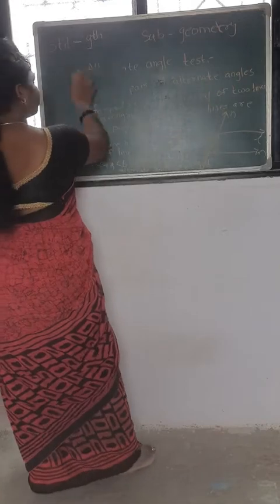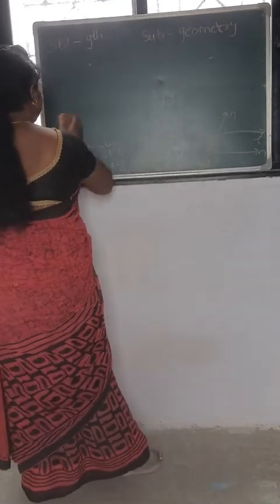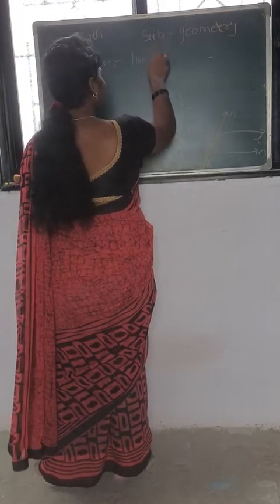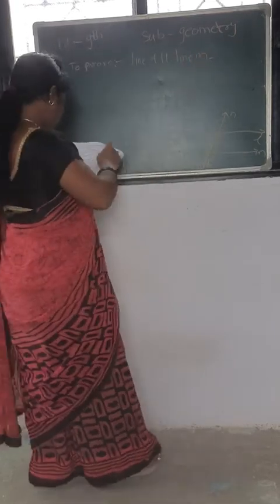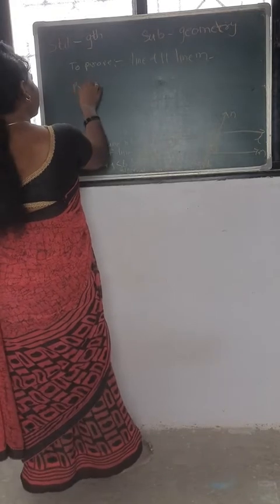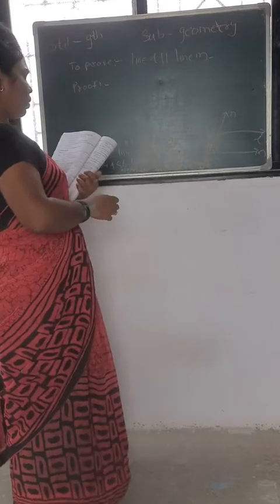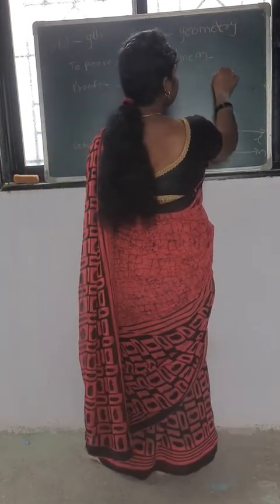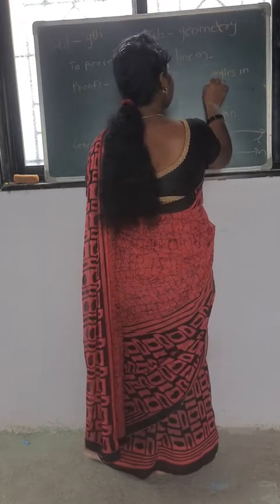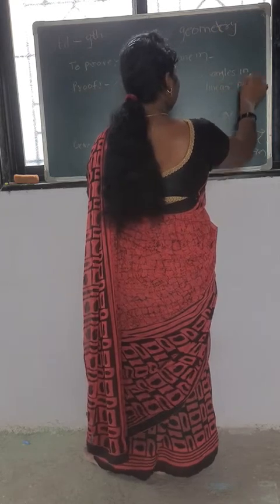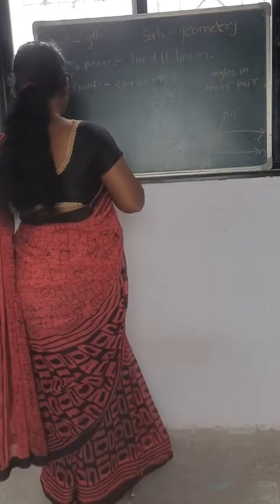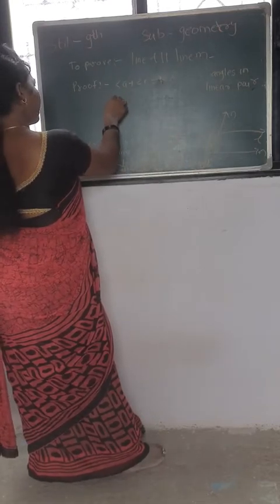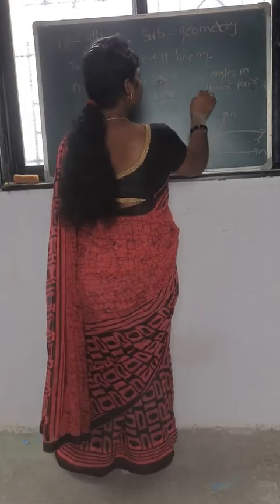We have to prove that line L is parallel to line M. The proof is: angle A plus angle C is equal to 180 degrees. The reason is angles in a linear pair; the sum of angles in a linear pair is 180 degrees. Also, angle A is equal to angle B, given in the statement.